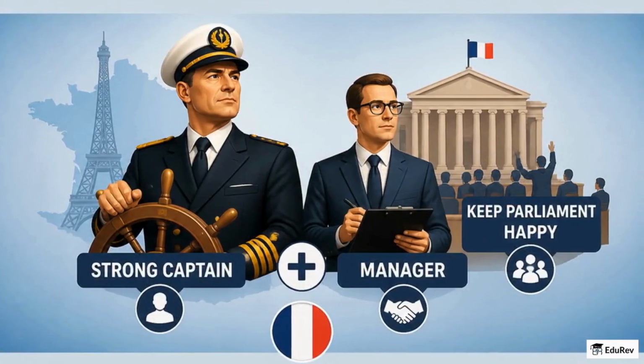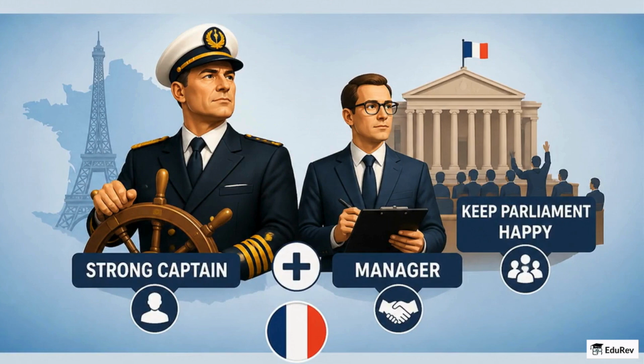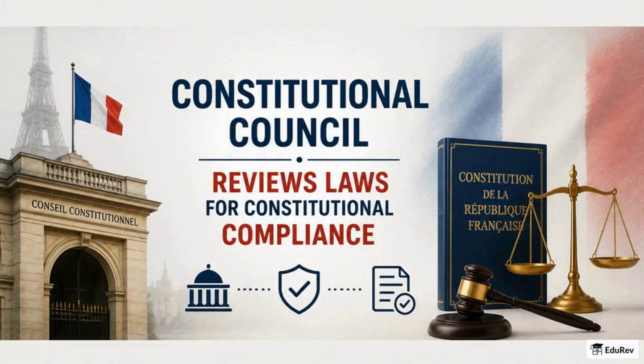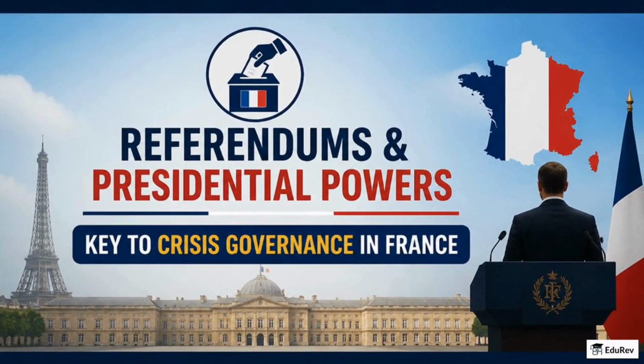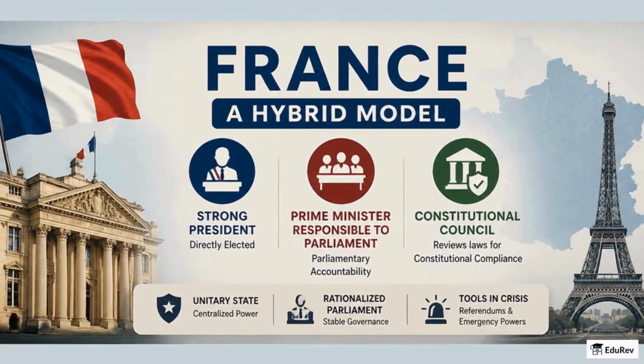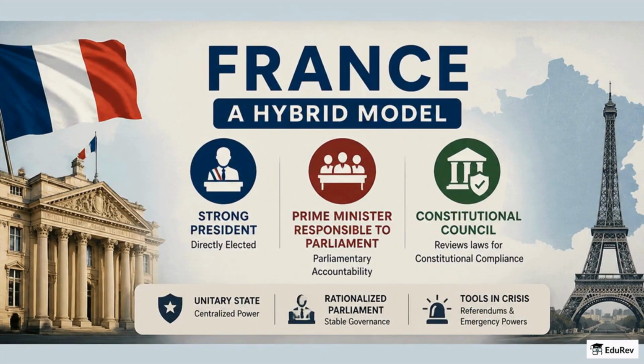Think of France as a blended model. A strong captain with a manager who must keep parliament happy. The Constitutional Council reviews laws for constitutional compliance, but its role differs from the US Supreme Court model. Referendums and presidential emergency powers are important French tools that affect governance in crises. For UPSC, France is a great example when discussing hybrid systems, centralized power, and constitutional safeguards like the Council.